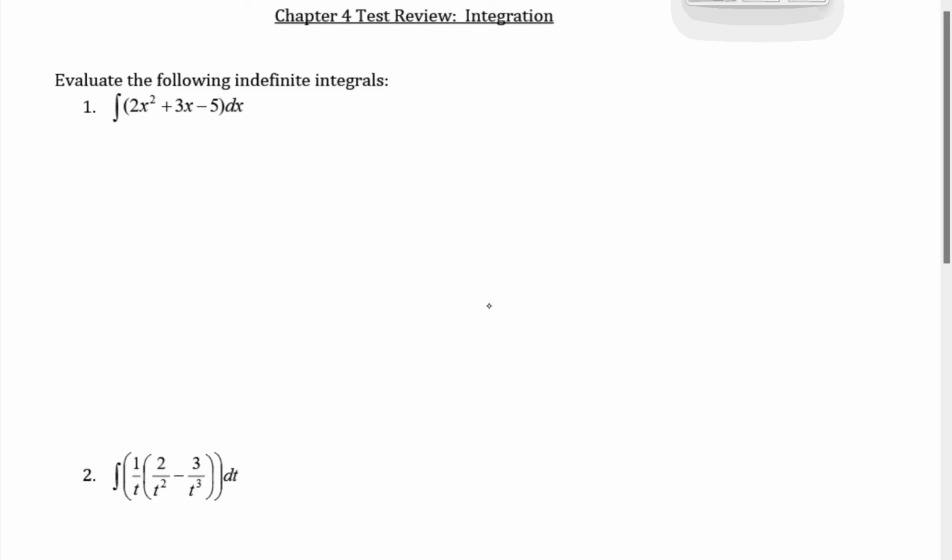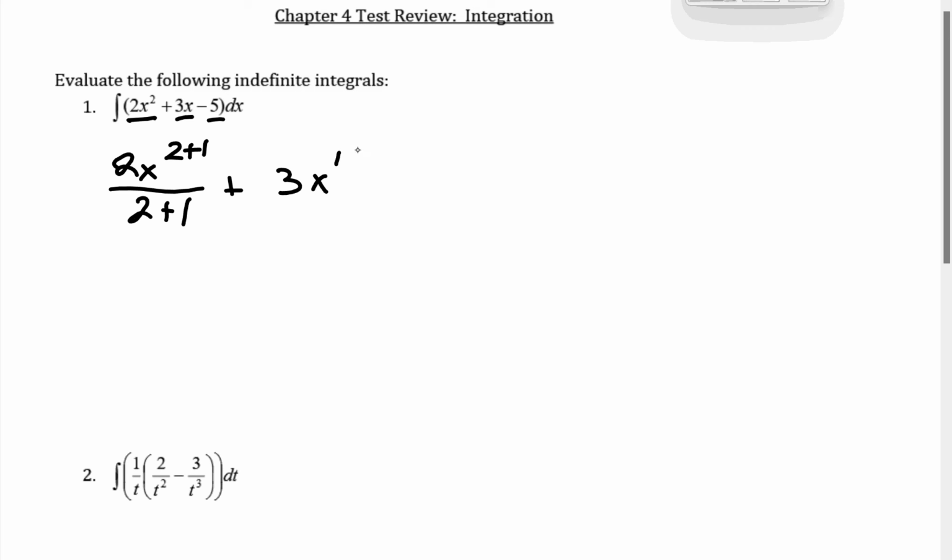So here is your test review for chapter 4. So you're just taking the indefinite integral. There's no a and b, right? So I can just use, these are all separate terms. They're all in the numerator, so I can just use the power rule, right? So I'm just adding 1 to the exponent and dividing by that new exponent.